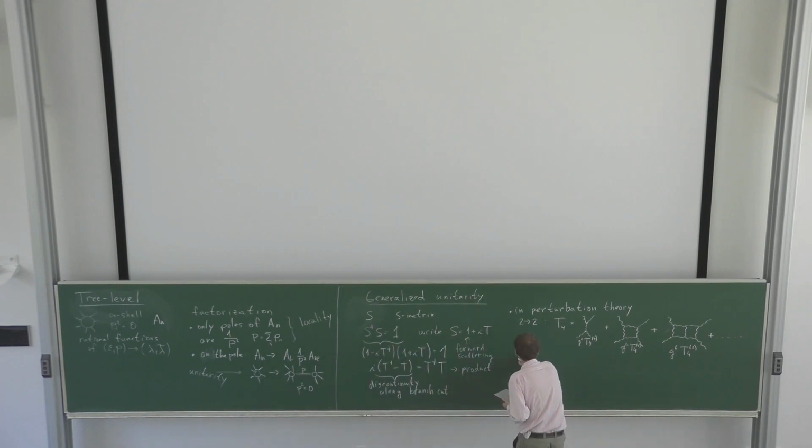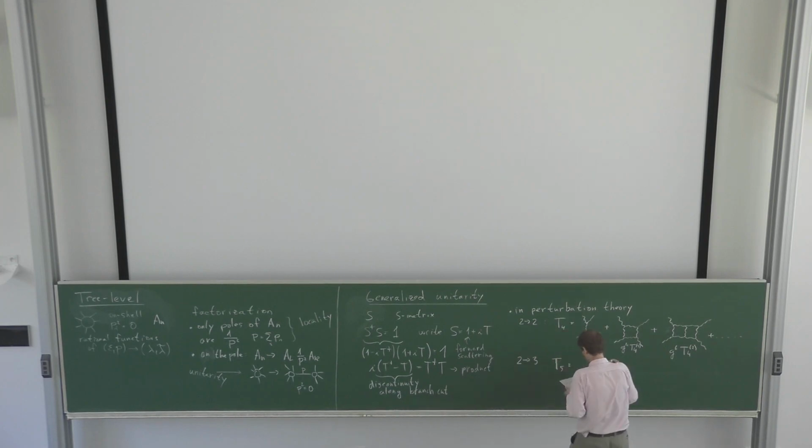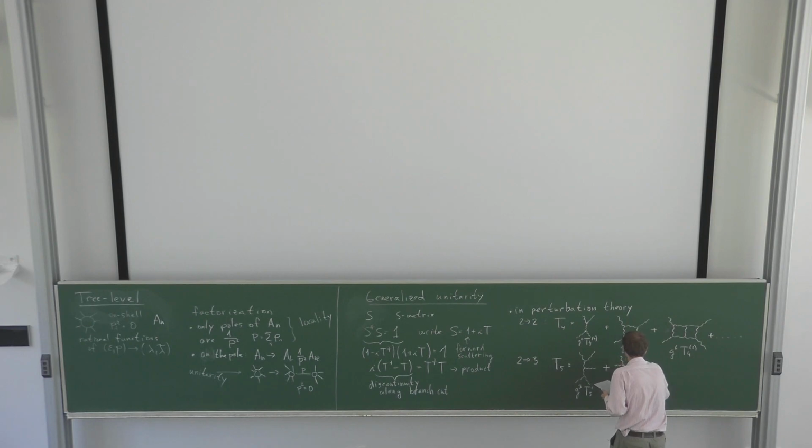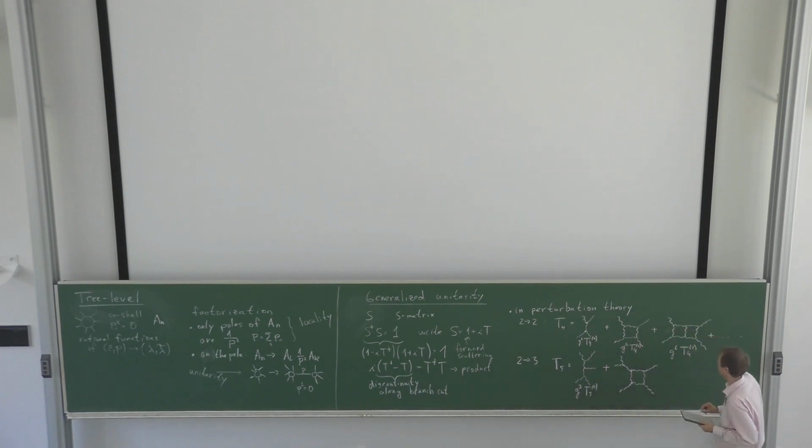Okay, now let me do the same thing for 2 to 3. So this will be a 5-point scattering. So I have also tree level, the representative diagram here. Now, this is multiplied by g cubed, as you can see, because there are three Feynman vertices in the diagram. This is still tree level. And then I have also one loop, so something more complicated. I also draw a box integral. There are many others, of course. Again, this is just representative. And counting the vertices, this one has five. So this will go like g to the fifth, T5,1, and so on, okay?